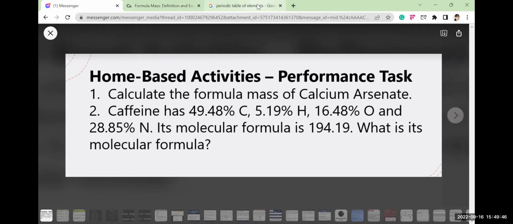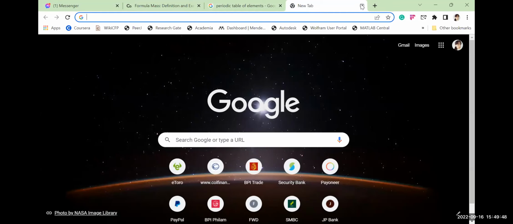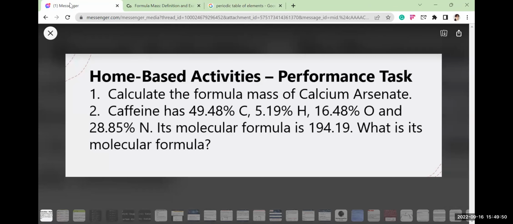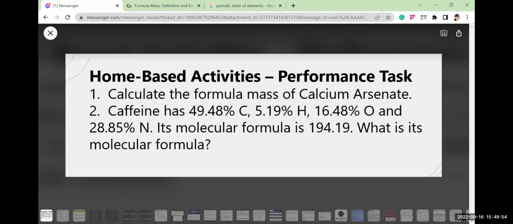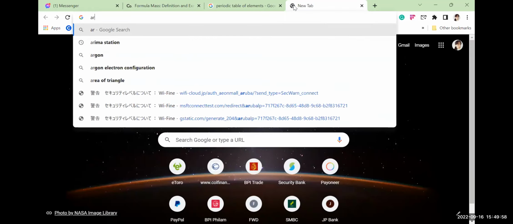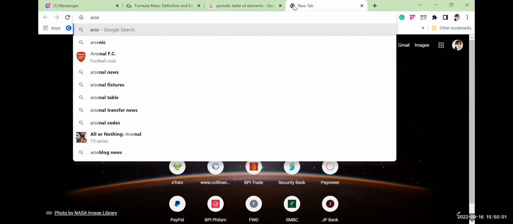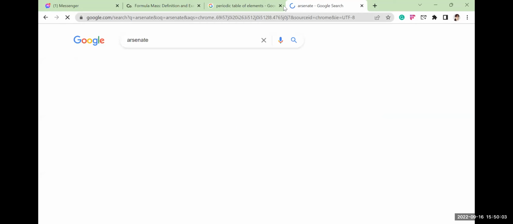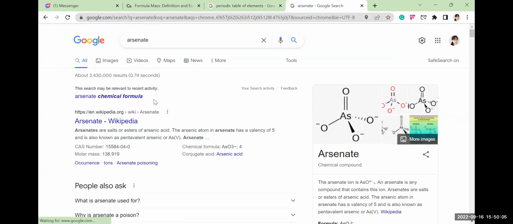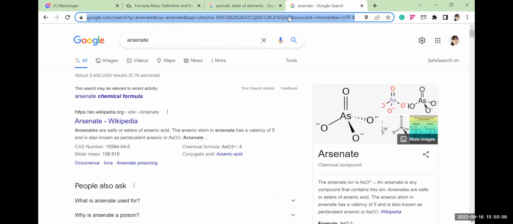Chemical formula. Wait. So Ca3As2. Wait up. Isn't arsenate a polyatomic ion? Yeah, so it's a polyatomic ion. Wait up.